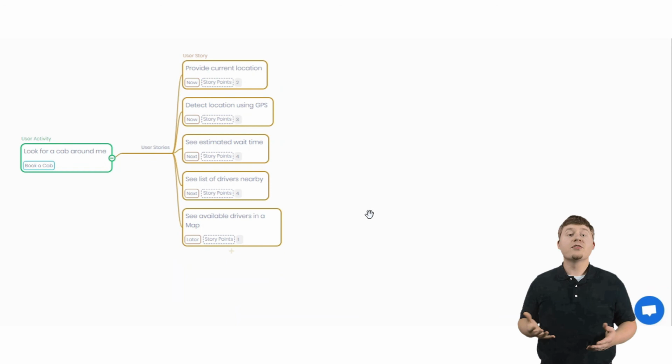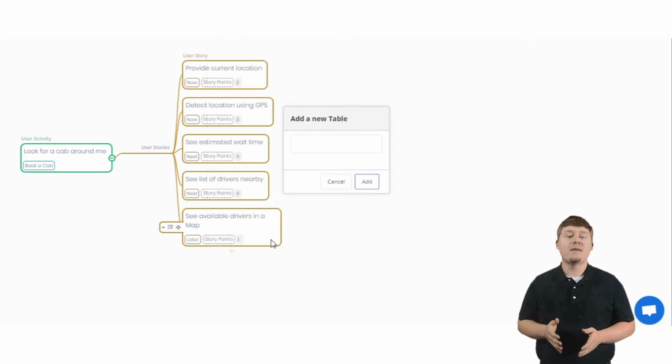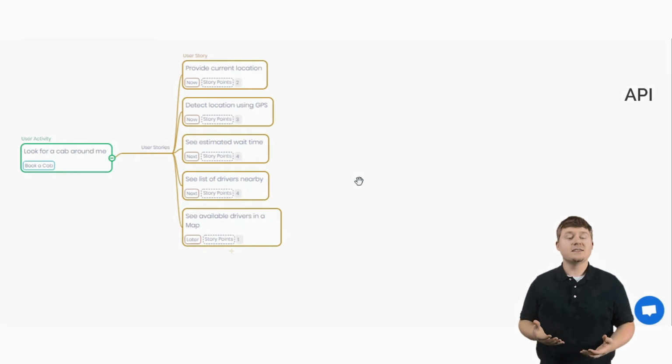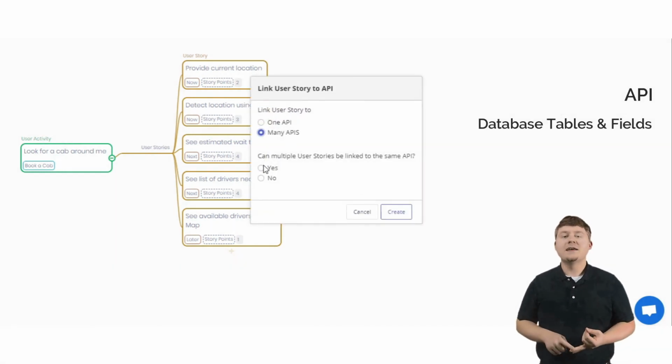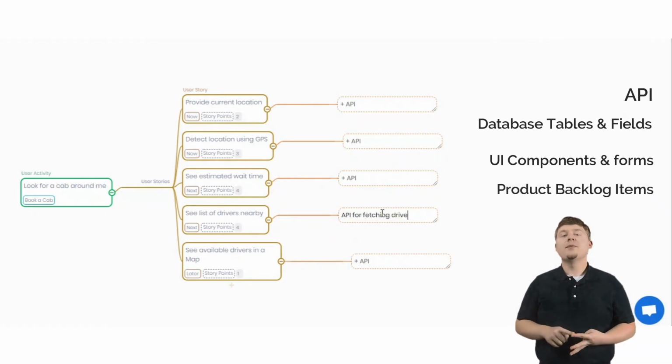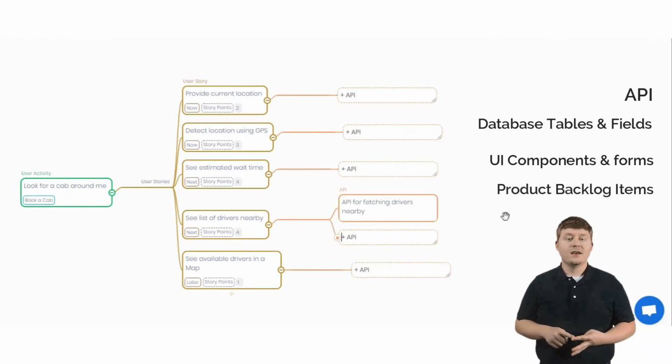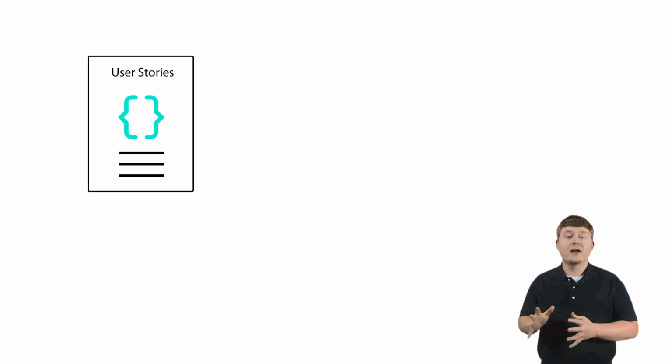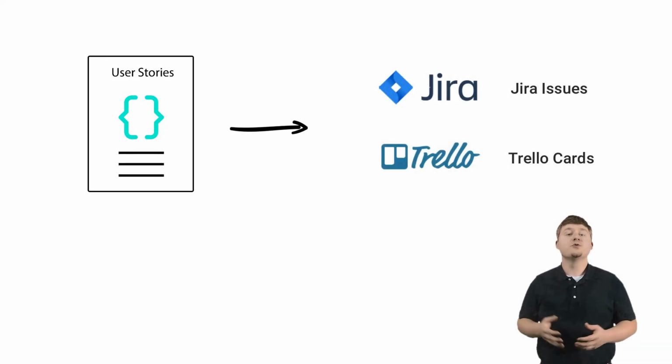With a tool like ThoughtFlow, your team can easily extend your story map to add additional entities like APIs, database tables and fields, UI components and forms, and product backlog items. You can also push work items to your team's favorite tool like Jira or Trello and keep everyone in sync.